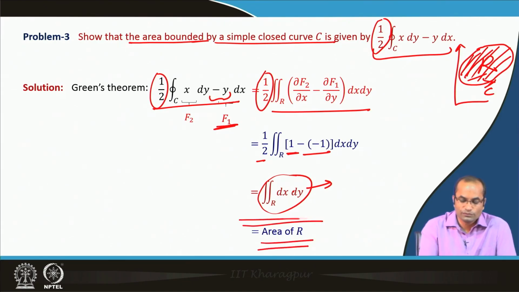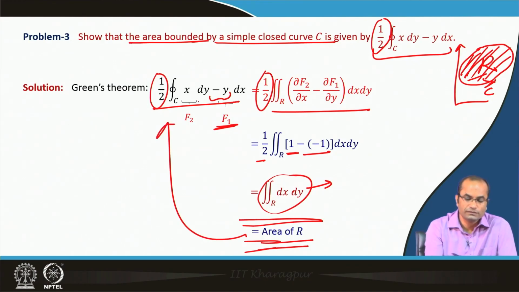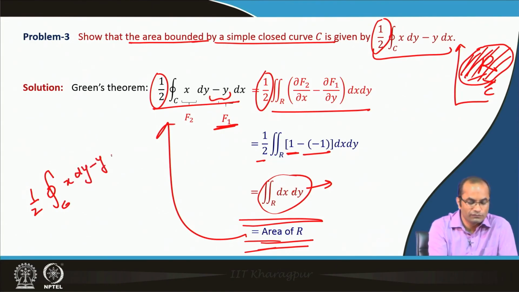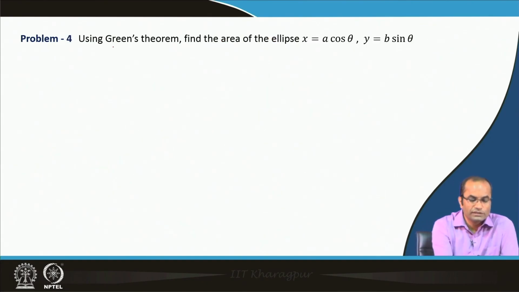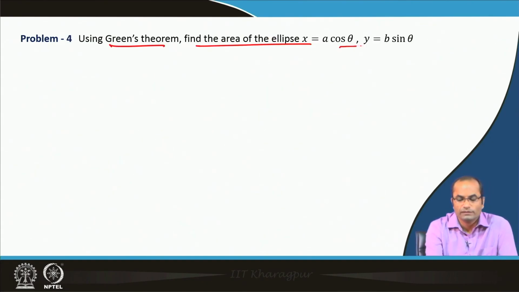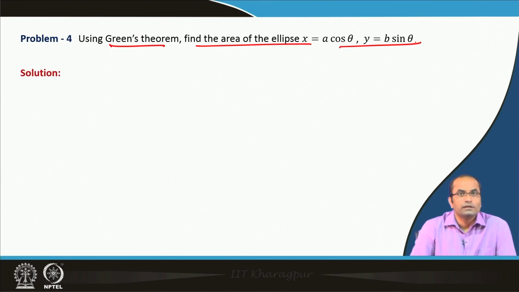So, this is what we wanted to prove, that this area can be computed with this integral, which is half the closed integral over C of x dy minus y dx. So, the area can be computed by this line integral, which we will see in the next example, just to demonstrate this: using Green's theorem, find the area of the ellipse x is equal to a cos theta, y is equal to b sin theta.